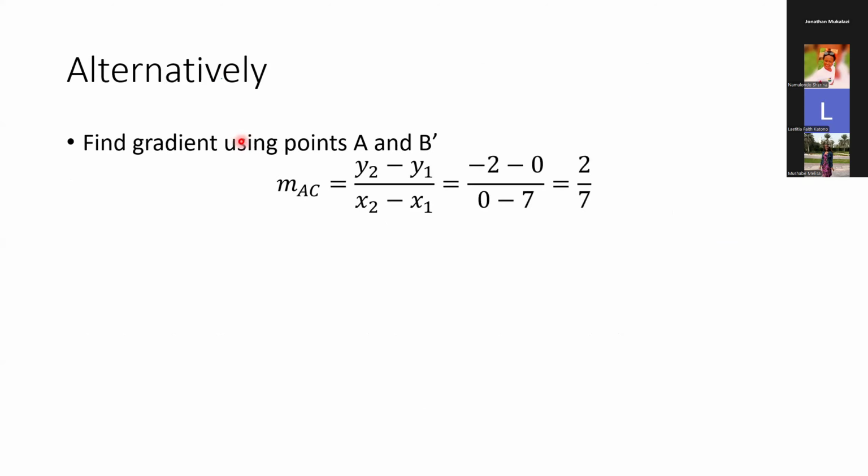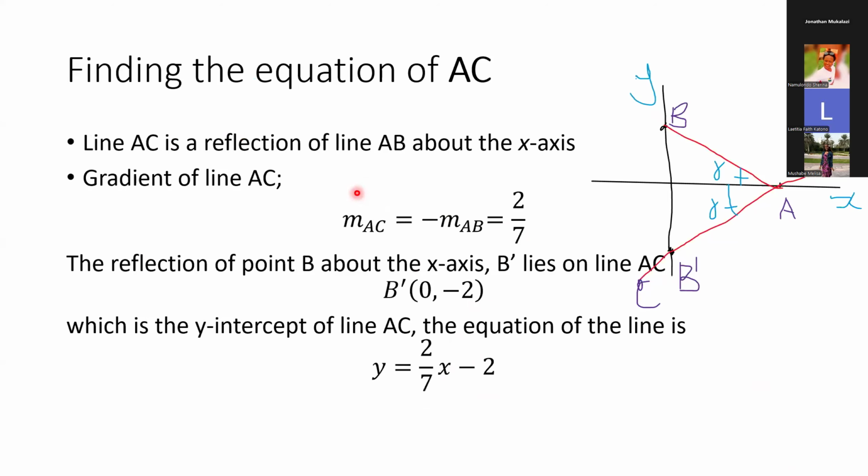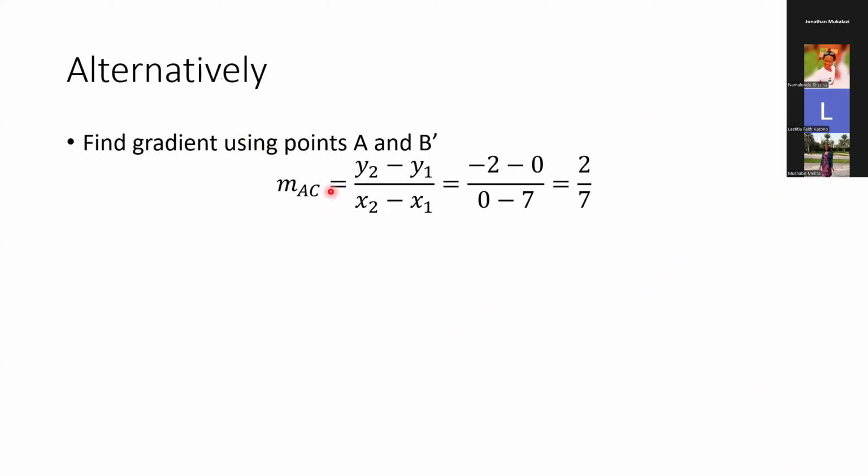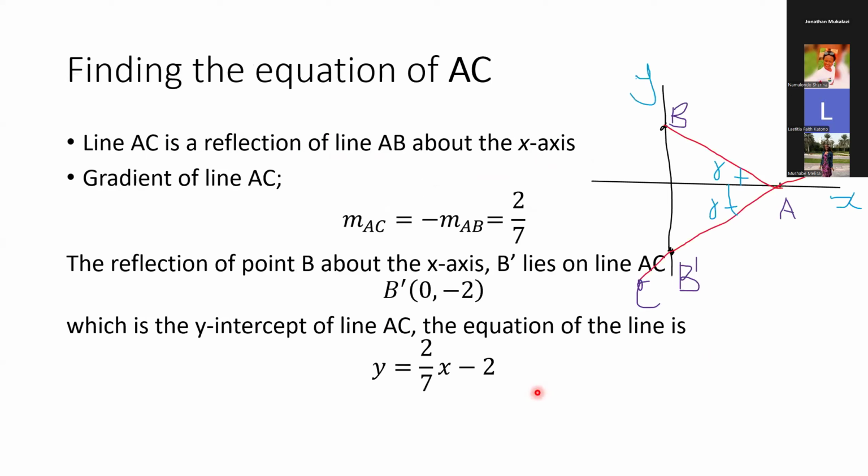Or in case you do not know the fact that the gradient is going to be negative, you can still calculate the gradient. Since we know the points A and B prime lie on the line AC, we can use those 2 points. A was 7, 0, and B prime is 0, negative 2. So using this equation, we find that our gradient is 2 out of 7, and then we can just conclude this because we know that this point is the y-intercept.